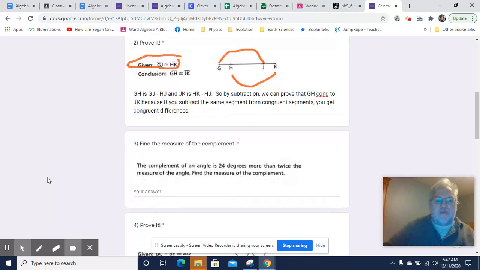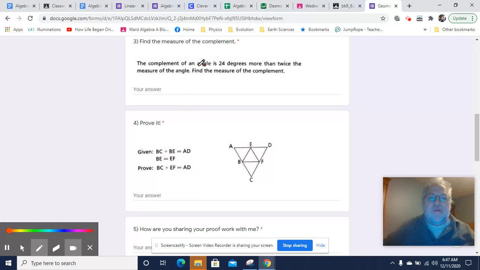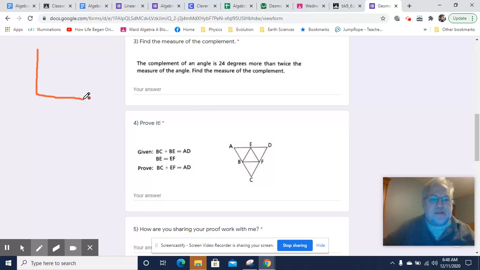Now, number 3, we want to find the complement. So this one is one of those ones that trips people up sometimes because it's all wordy. So I find it useful to draw something like this. So we have complement. So that means we have a right angle and it's split somehow. Okay, I'm going to call that a right angle. And somehow there's some sort of ray coming out and breaking it up into two angles. We don't know that it's bisected, so I'm just saying it's split up.